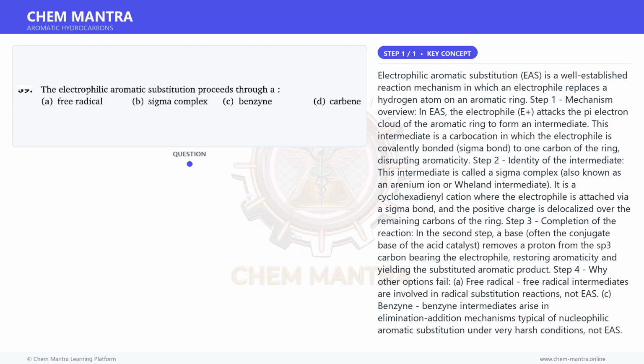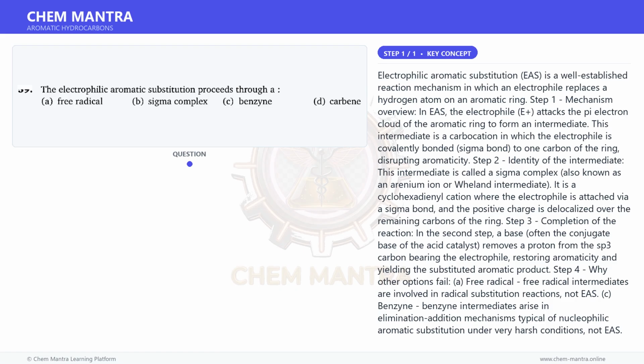ring. Step 1: Mechanism Overview. In EAS, the electrophile, E+, attacks the pi electron cloud of the aromatic ring to form an intermediate. This intermediate is a carbocation in which the electrophile is covalently bonded, a sigma bond, to one carbon of the ring, disrupting aromaticity.